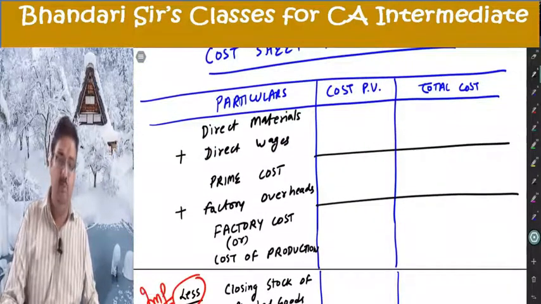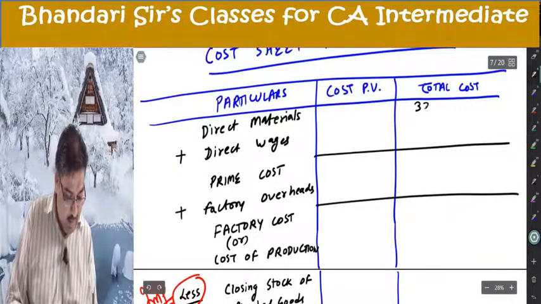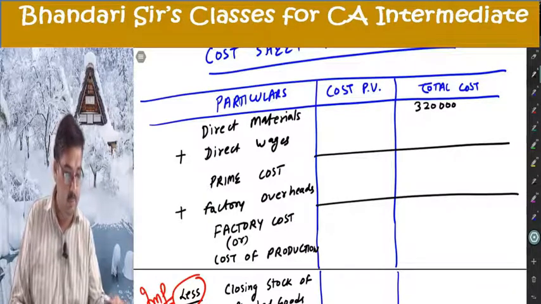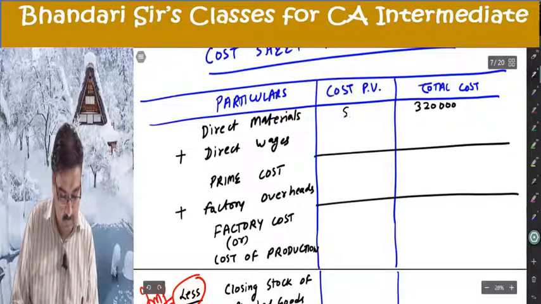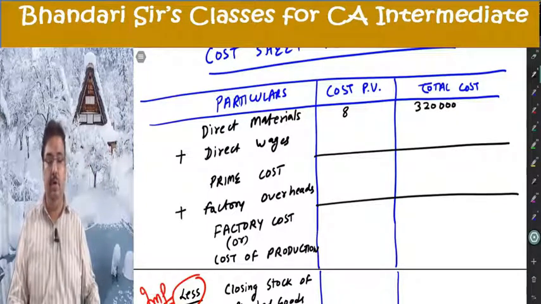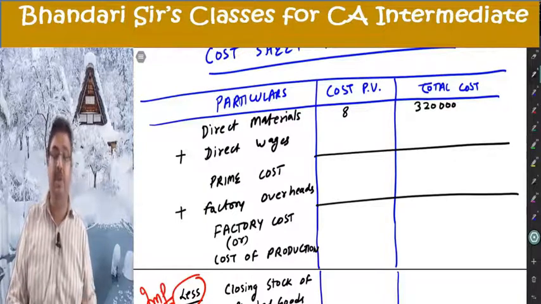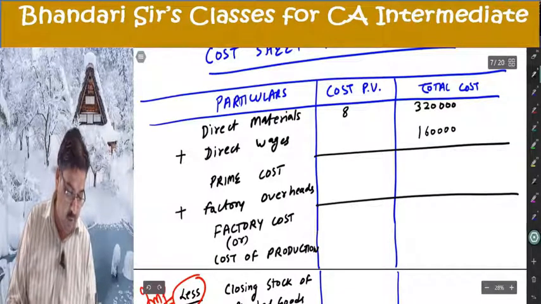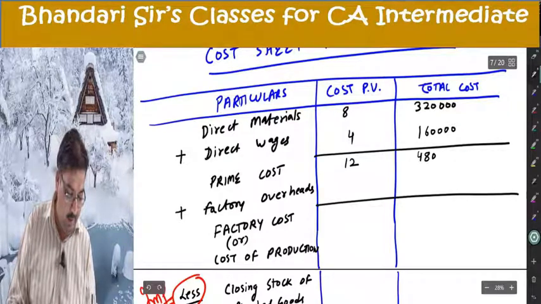Direct materials. We computed direct material earlier, 3,20,000. On how many units? 40,000 units. We computed also, it is 8 per unit. Then direct wages. Direct wages we computed 1,60,000 on 40,000 units, 4 per unit. Prime cost is 12, 4,80,000.